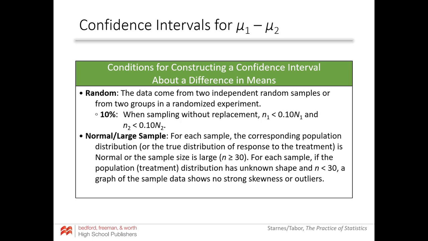And for normal large sample, remember we have three options when we're talking about means. We can either have sample sizes that are large, or greater than 30. We can know that the population distributions are normal, or if they're less than 30, we can graph the data in our sample and see that we have no strong skewness or outliers, and we're still good to go.